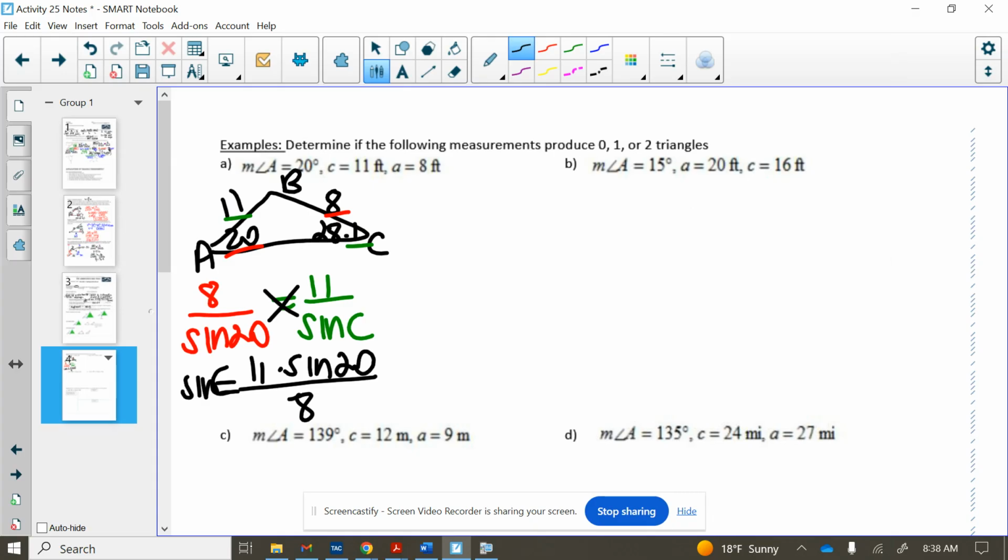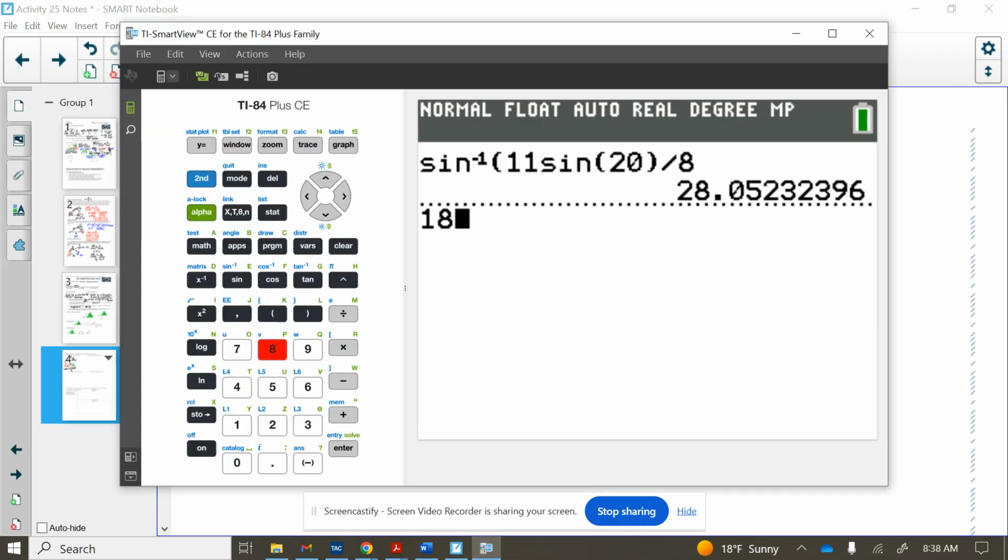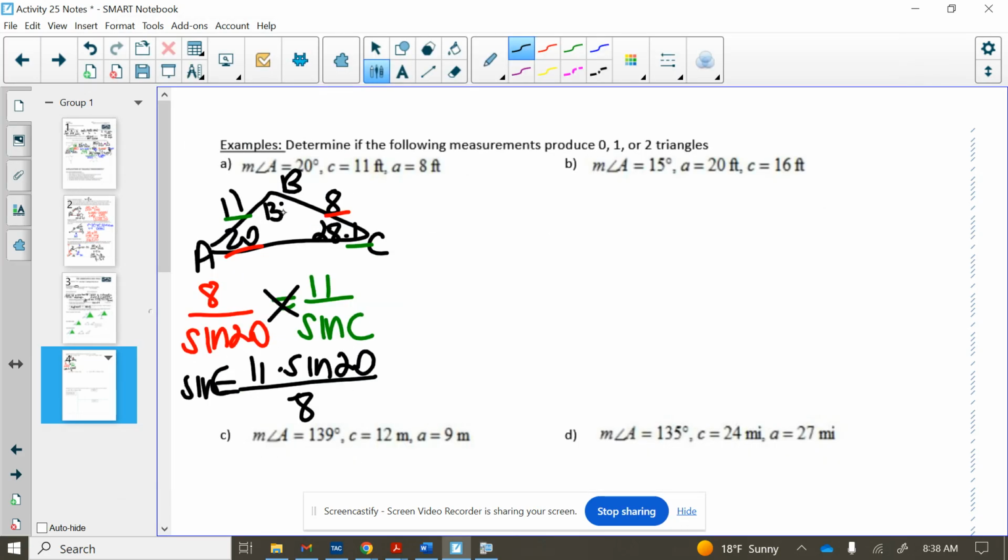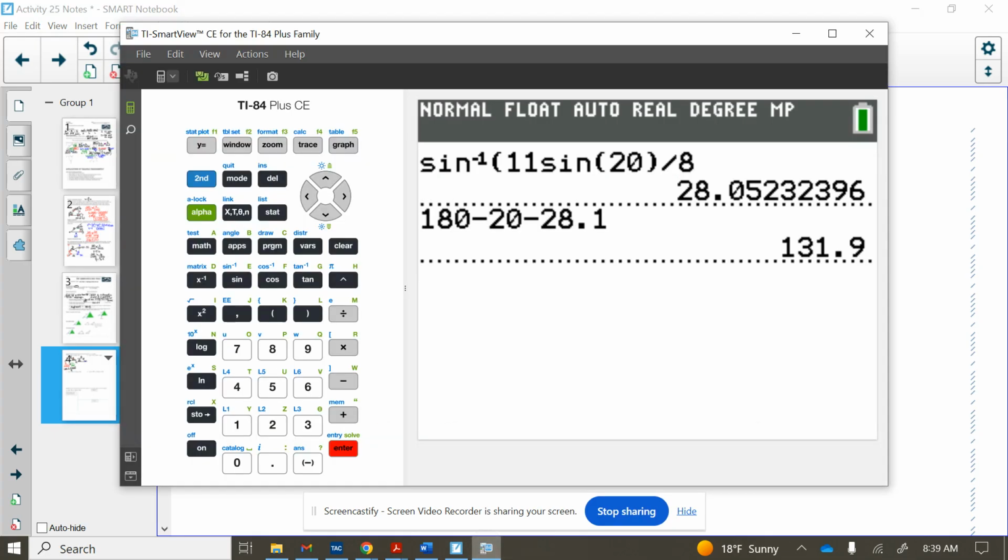Now this is small enough, right? If we took 180 minus 20 minus the 28.1, there's more than enough room left over for angle B to exist, the 131.9. So we know there's at least one triangle. Okay. Now the second triangle that would exist would have the exact same given info, right? That this is 20, this is 11, this is 8. The key here is that this new angle C would be the supplement of the one we just found. So 180 minus 28.1 would give us an angle of 151.9.